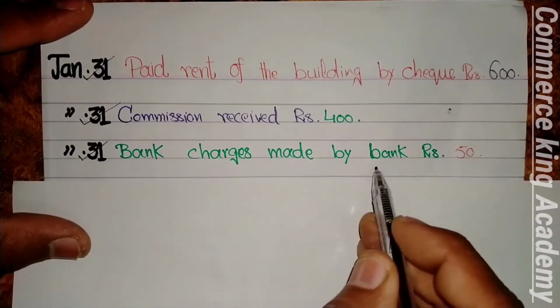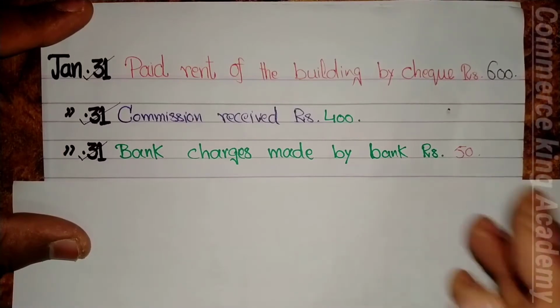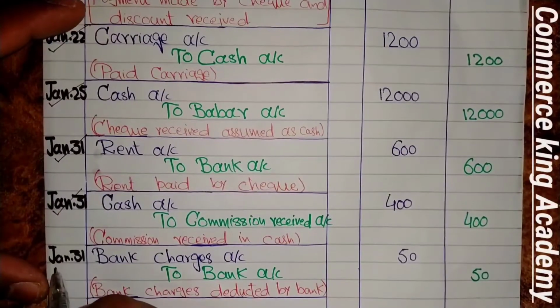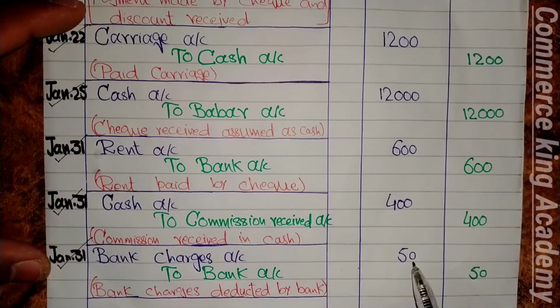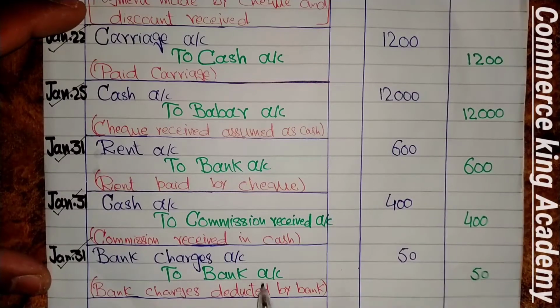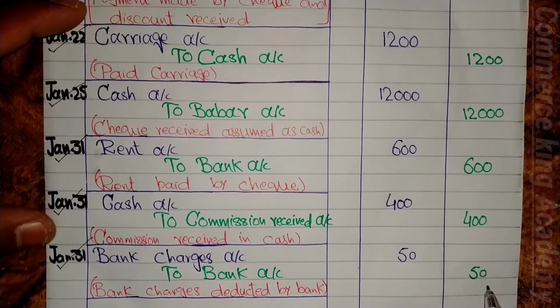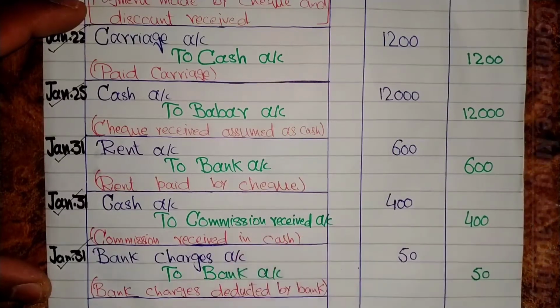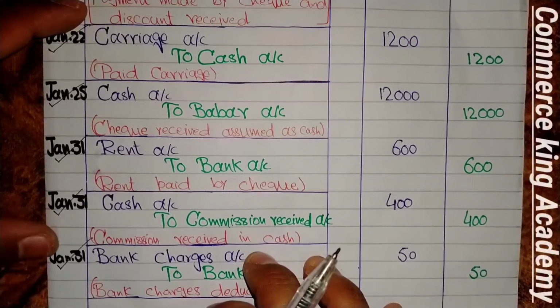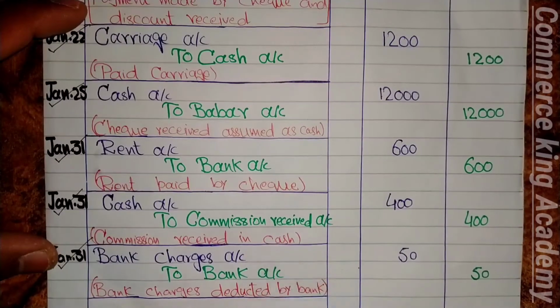The last entry of this problem, held on the same date, 31st Jan, is bank charges made by the bank amounting to 50 rupees. The last journal entry: Jan 31st, bank charges account debit with amount 50 rupees and to bank account credit amounting 50 rupees, with the description bank charges deducted by the bank from the business bank's account. In simple words, deductions made by the bank.